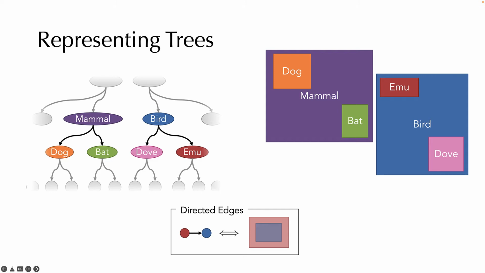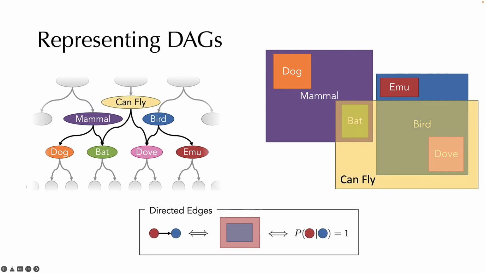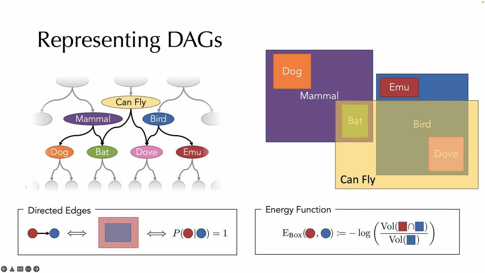Edges, in this case, were represented by box containment, which is motivated both by a natural set-theoretic Venn diagram interpretation as well as a conditional probability interpretation. For example, the probability a dog is a mammal is 1. While originally applied to trees, there is nothing preventing this approach from modeling graphs where nodes have multiple parents. We can, of course, take the negative log probability as our energy function.